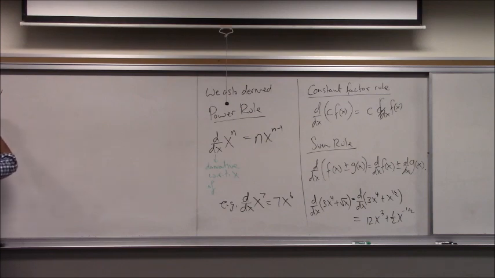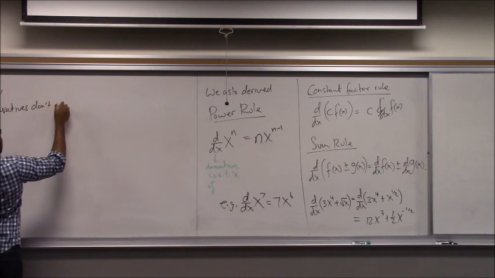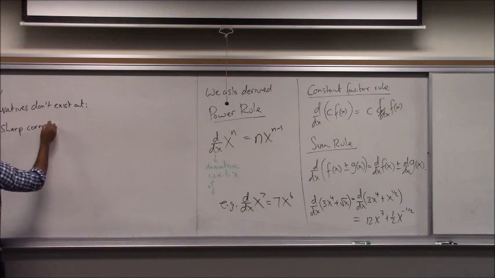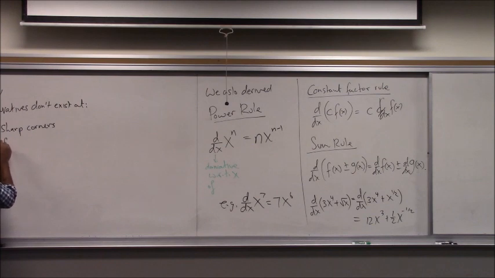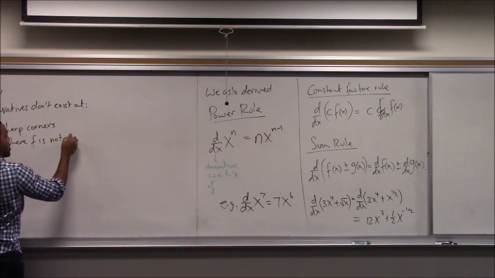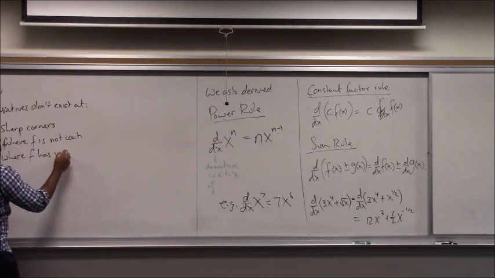Also, we know that derivatives don't exist at 1, sharp corners, 2, where f is not continuous, and 3, where f has a vertical line.